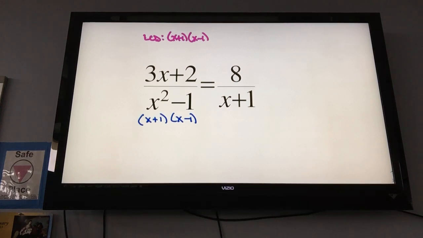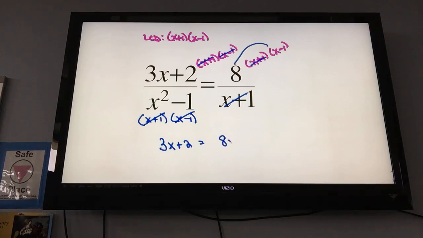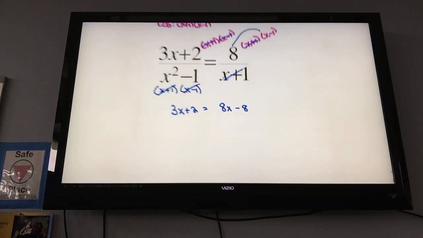So first fraction, if we're using the shortcut, you're not writing anything there because that denominator looks exactly like the LCD. But if we're doing it this way, they cancel out. So you can see there's nothing left to multiply by, and I just have the 3x plus 2. On the second one, my x plus 1's cancel, and I'll distribute 8 times x, 8x, 8 times negative 1, minus 8. And then I solve.